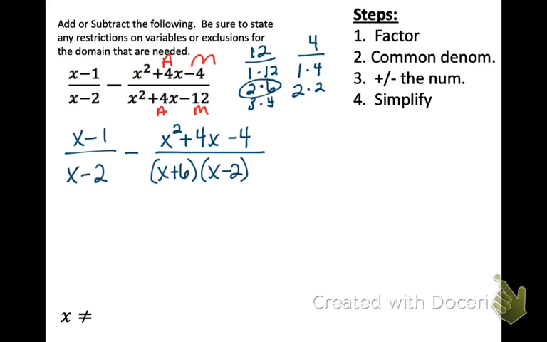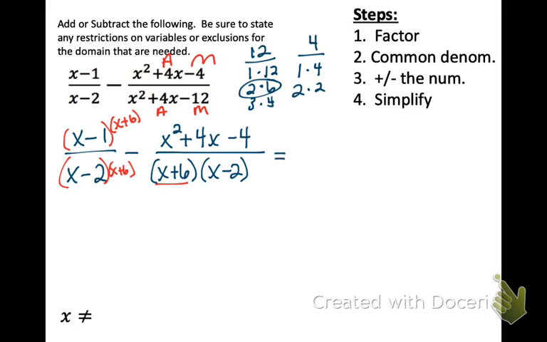Okay, so now we're ready to look at our denominators. I'm just focused on the denominators here. I see that both of them have an x minus 2. That's good. I also see that the one on the right has an x plus 6. So that's what I need to include over here on the left. So I'm going to multiply the top and the bottom of this fraction by x plus 6 so that now my denominators are the same.